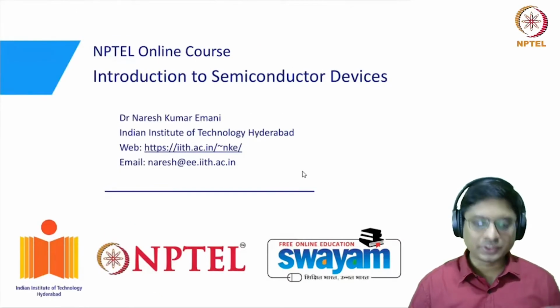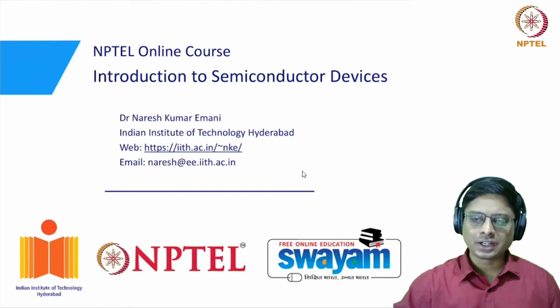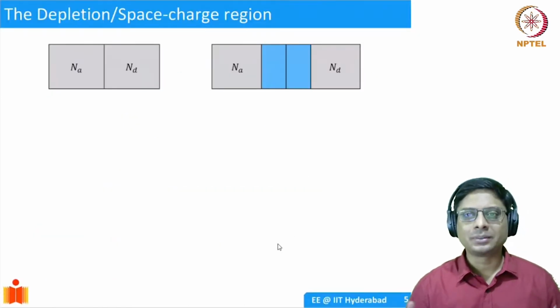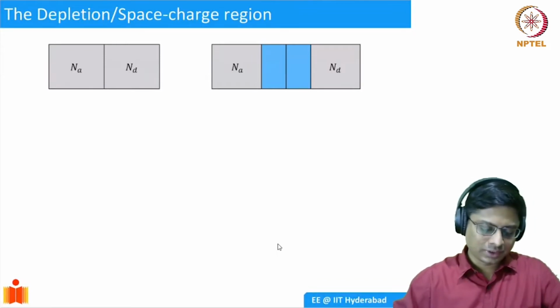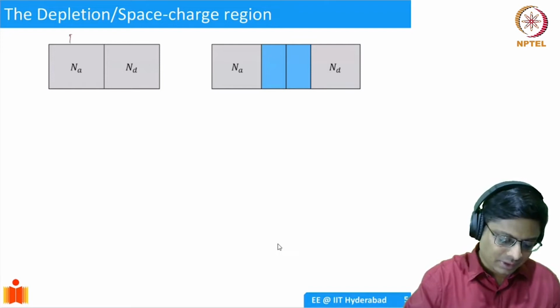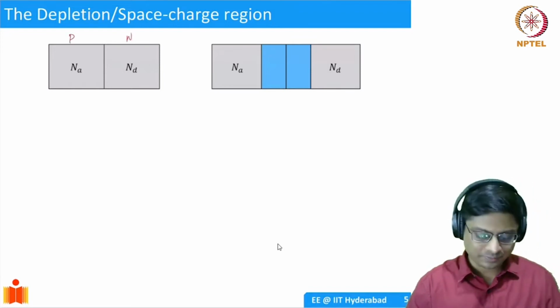We discussed the physical aspects of a PN junction. Now let's try to understand the electrical behavior of a PN junction. So we saw that a PN junction consists of a P-type region and an N-type region.